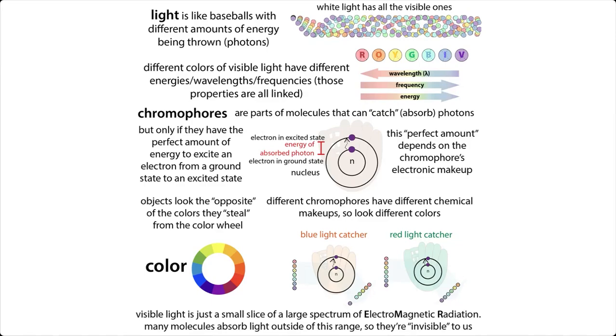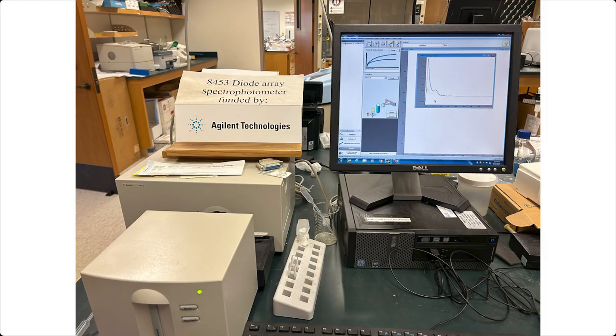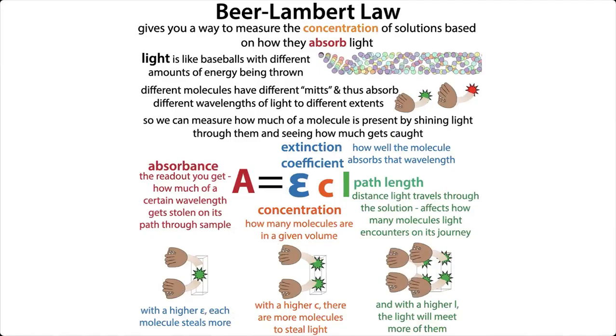The same thing is happening for light that we can't see. We can't see ultraviolet light. It's too energetic. And so if it gets stolen, we can't tell with our eyes, but we can tell with a machine. So we can use a UV-Vis spectrophotometer. What it's going to do is shine light through the sample, and then see how much of that light gets absorbed.